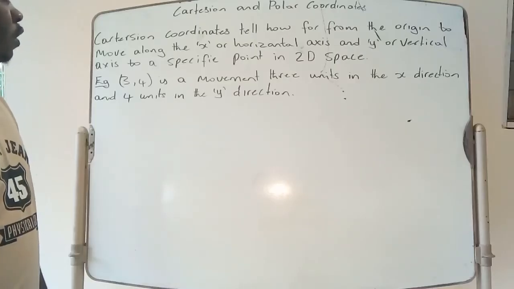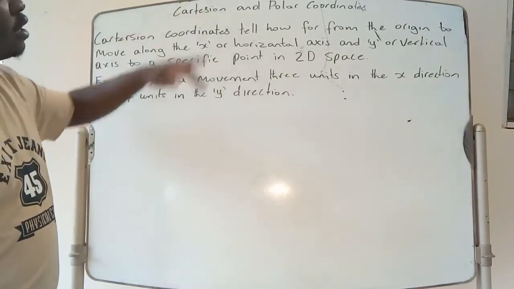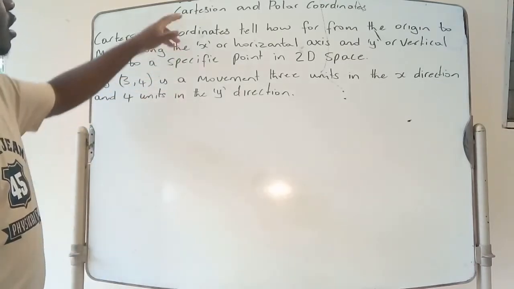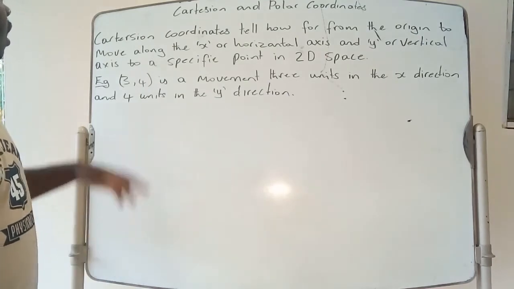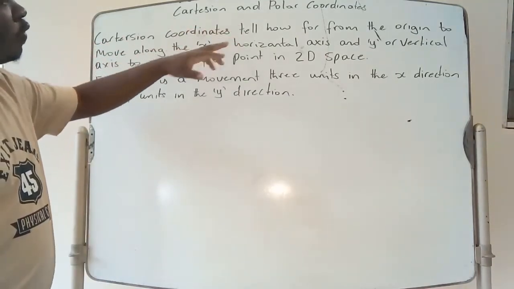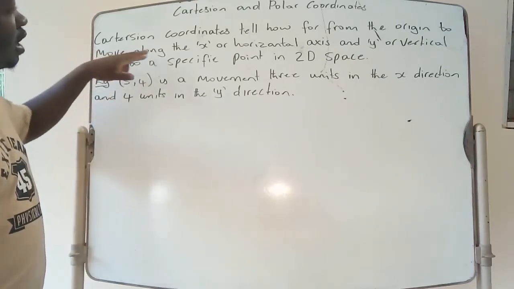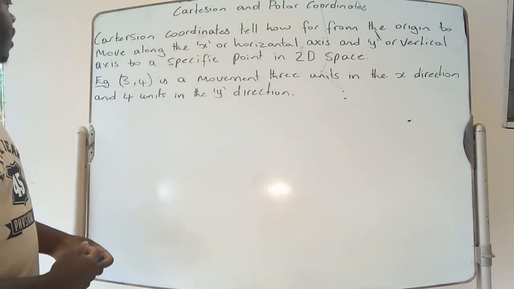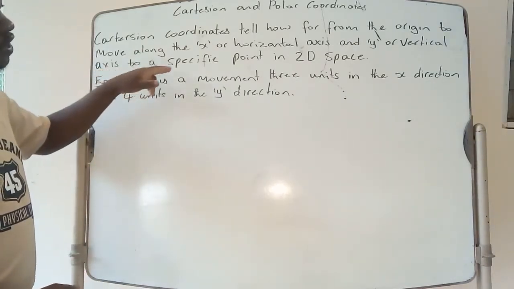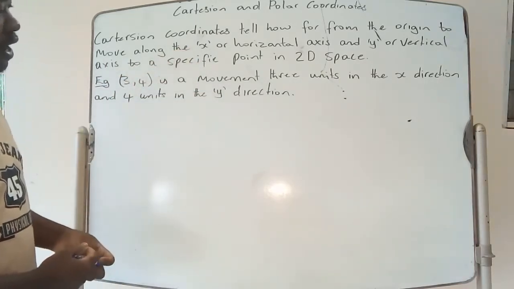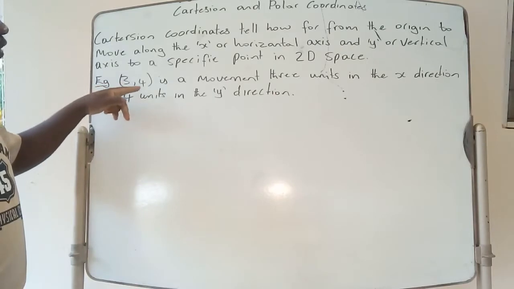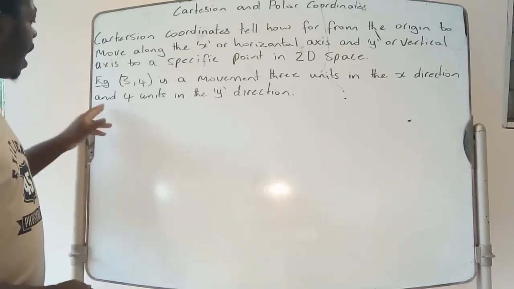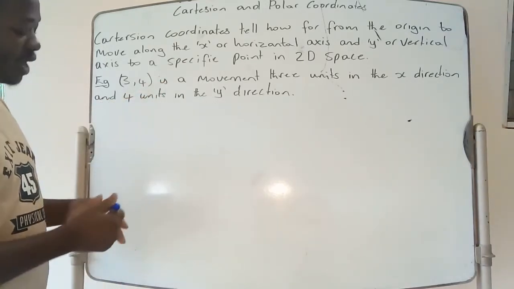In this video, our focus is Cartesian and polar coordinates. But you may ask, what are Cartesian coordinates? Cartesian coordinates tell how far from the origin to move along the x or horizontal axis and the y or vertical axis to a specific point in two-dimensional space, right? Example, (3, 4) is a movement of 3 units in the x direction and 4 units in the y direction.